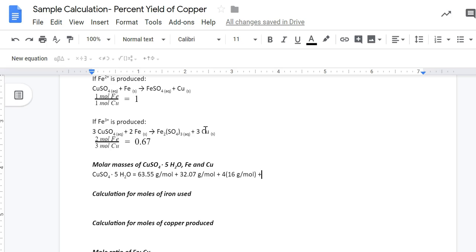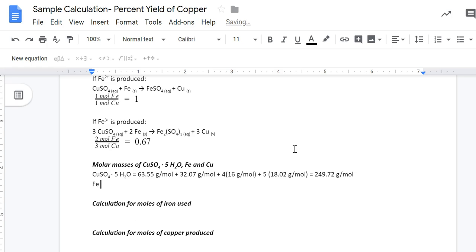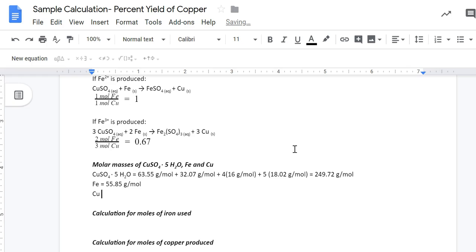And this is a hydrate, and I have 5 moles of water attached to my crystal. So I'm going to do 5 times the molar mass of water, giving me a total mass of 249.72 grams per mole. I also want to include the molar mass of iron and the molar mass of copper.